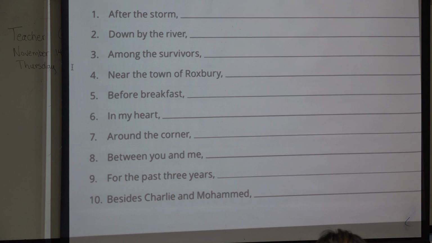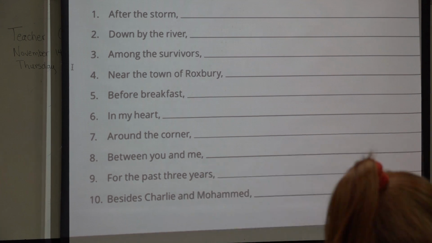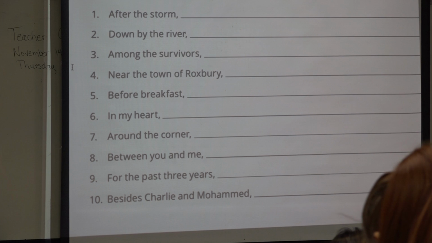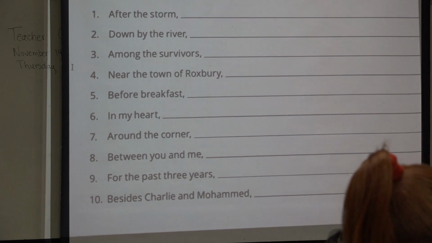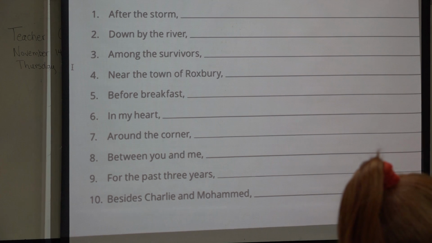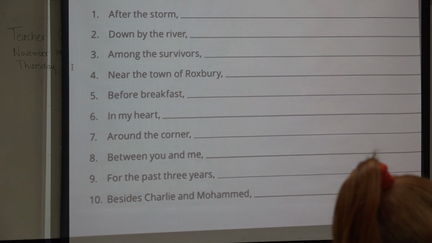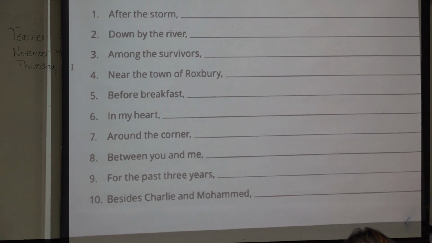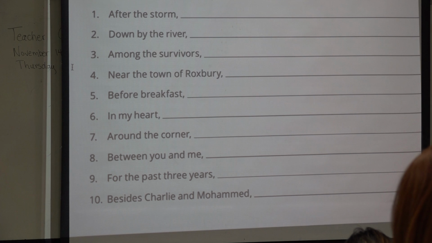Okay. After the storm, the weather is clear. Down by the river, I am taking a nap. Very good. Among the survivors, some people are still hungry. Near the town of Roxbury, there's a small village on the hill. Good. Before breakfast, everyone should wash their hands. In my heart, I swear I only have you. Romantic. Oh, very romantic. Around the corner, I'm going to get a hamburger. Between you and me, no one would have to know.